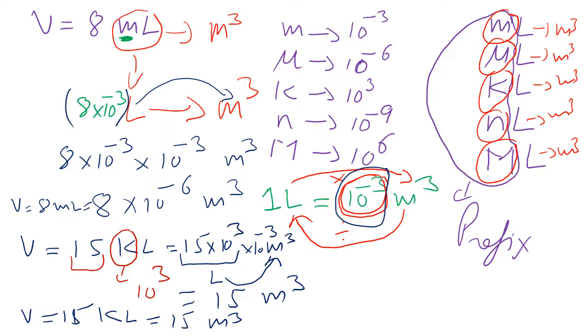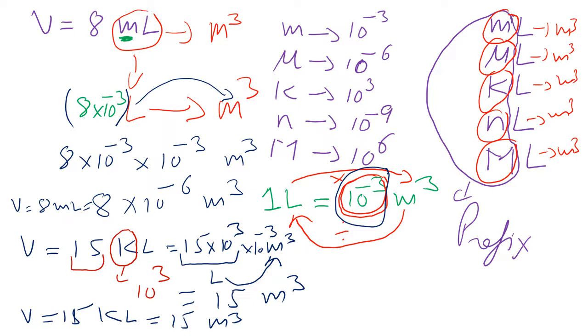In the same way you have to change all the prefixes. Here I have taken the example of milli. If it is kilo, for example, if the volume is given as 15 kiloliter, you have to change it to meter cube. So first you change this kilo. Kilo means 10 to the power 3, and this is your number. So first you write your number, 15, and this is 10 to the power 3.